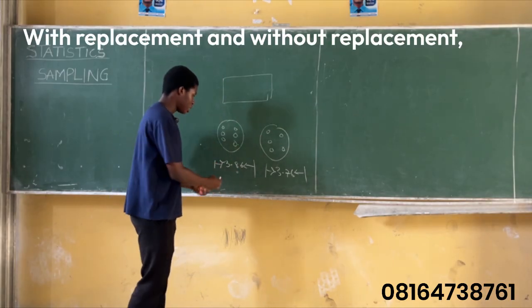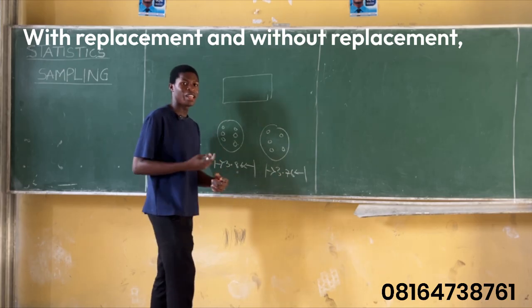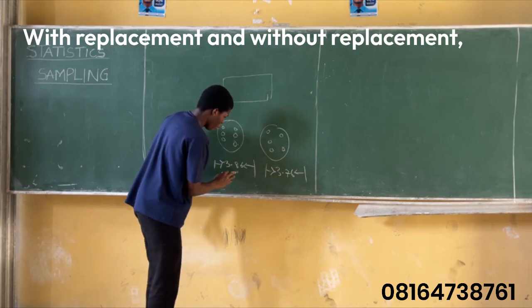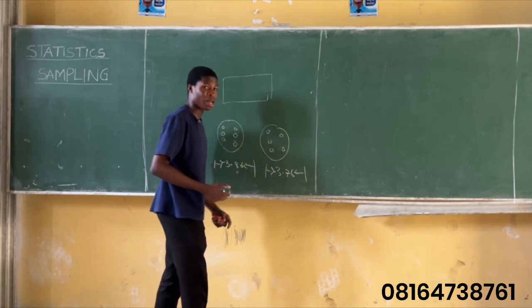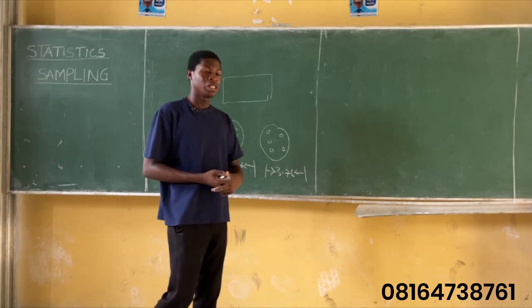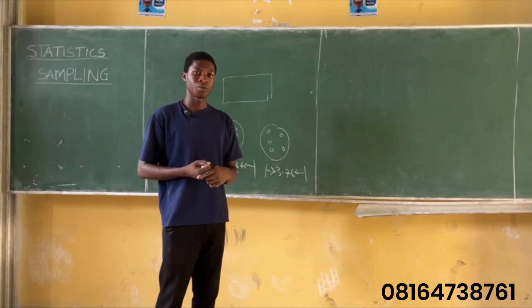Now, we can see that this is 3.86 and 3.76. There is a variation that we can see, 0.1. This variation, how do mathematicians account for them? This is what we are going to be looking at in our next session.